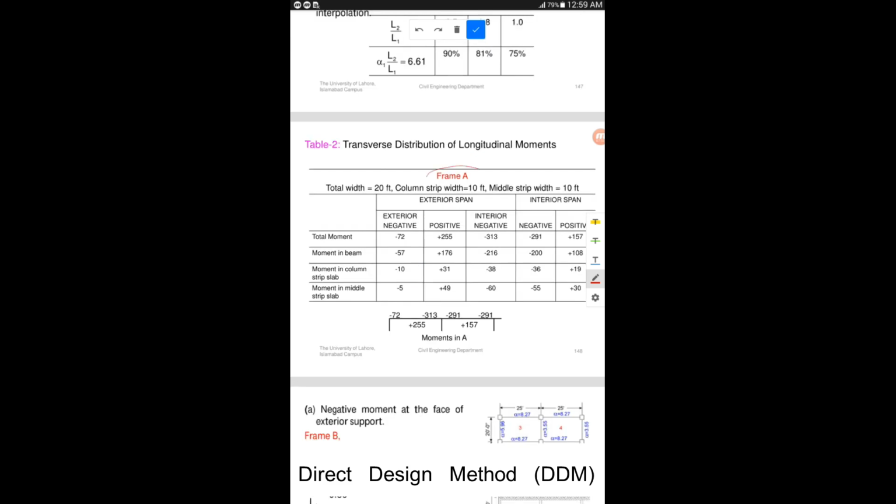This is for the equivalent rigid frame A, which has the total width 20 feet. We have calculated the column strip width and the middle strip widths, 5 feet on each side and 10 feet column strip. So this was basically the longitudinal distribution which has been performed. This is for location 1, this is for location 2, 3, 4 and 5. The total factored static moment was longitudinally distributed here. See, this was the longitudinal distribution which has been performed previously.